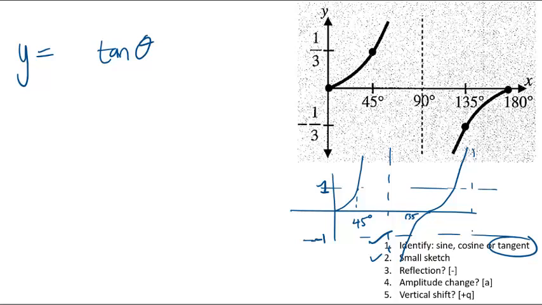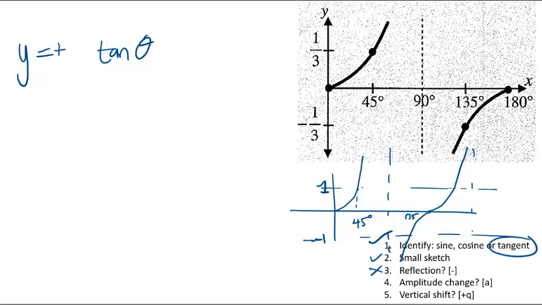So I've done my small sketch. I know what it's supposed to look like. Do I have a reflection? No, because on the bottom graph, my small sketch, I have an upward from 0 to 1 going up. On the question, I have from 0 to a third going up. So there's no reflection. This remains positive, or I don't write anything there.